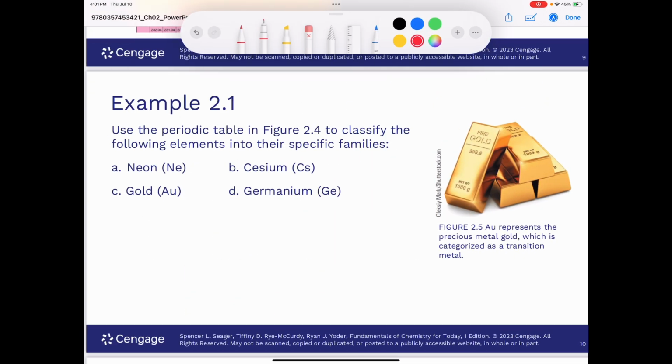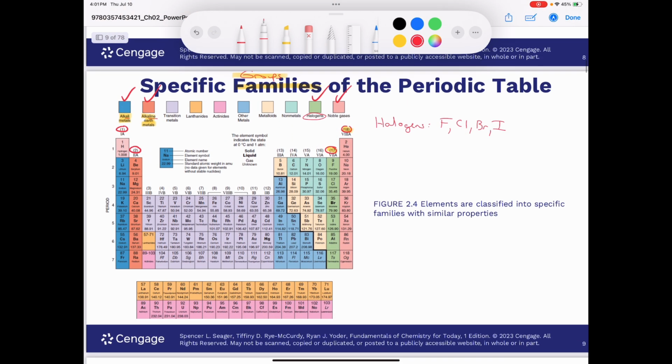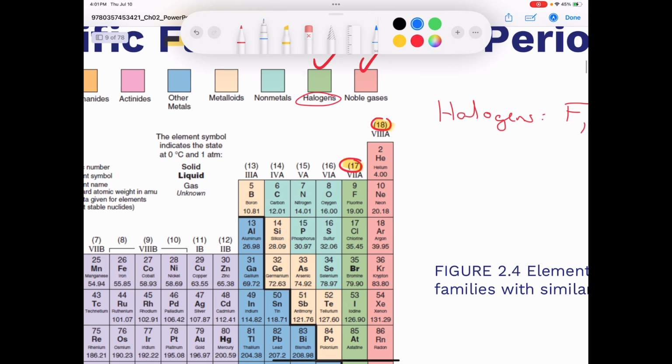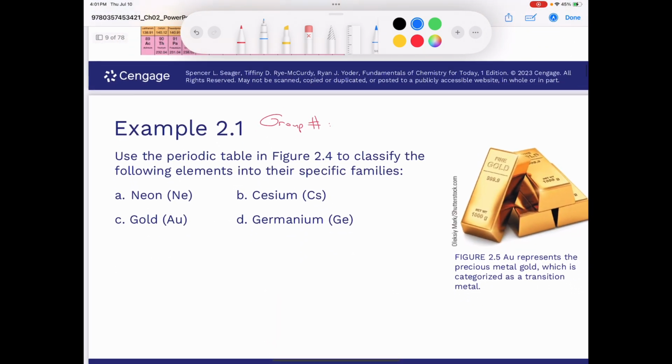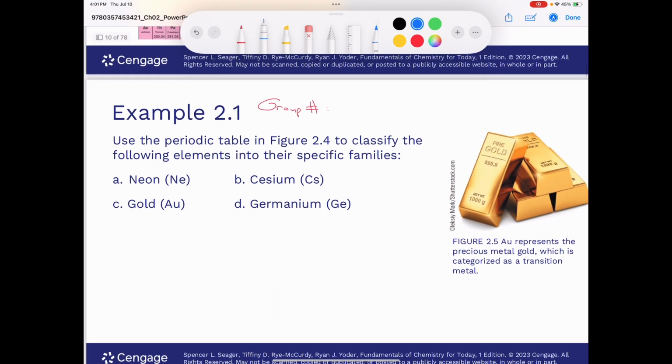So use the periodic table in figure 2.4 to classify the following elements into their specific family. So I'm just going to write down group number, okay, for each one of these. So neon is in group 18. So if I zoom in here, maybe I'll use my blue pen. There's neon, which is in group 18. So it is a noble gas. So we'll scribble that down here. So we'll put here A is a noble gas.